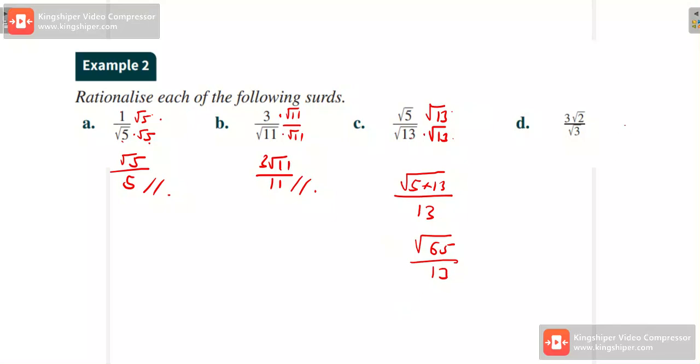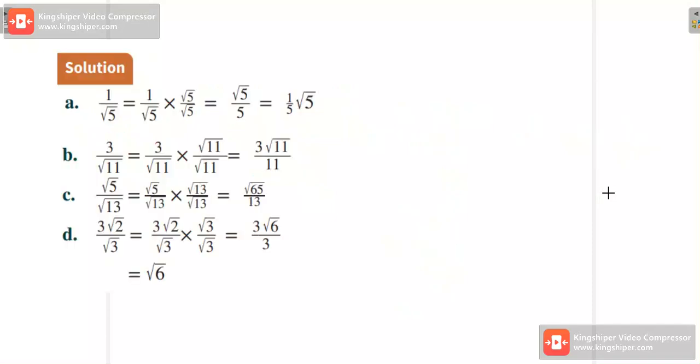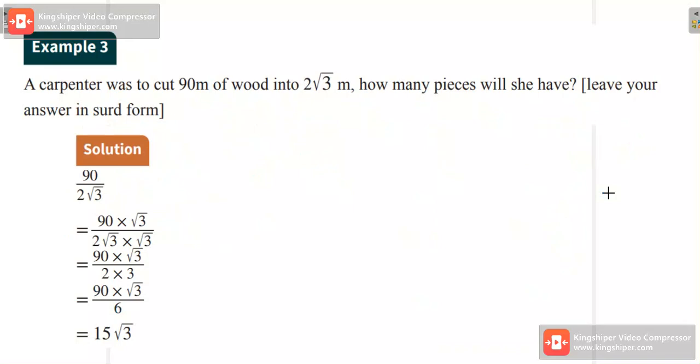Now you try your hands on this. Try this one. Good. So the answers are there. You can check out the answers. Let's look at example 3.